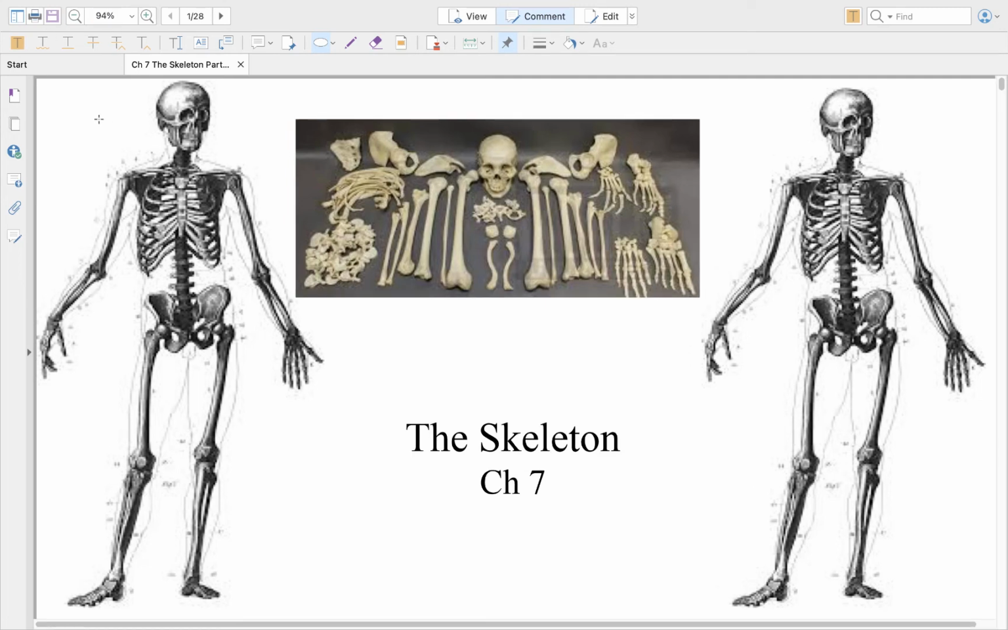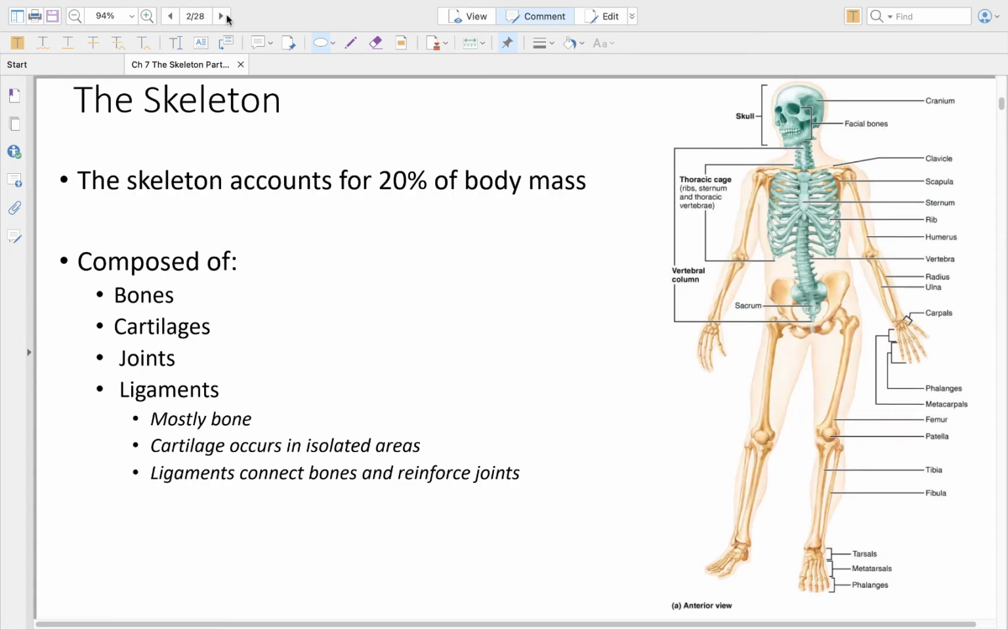Welcome to Chapter 7, the skeleton. The skeleton accounts for 20% of our body mass, which is our weight. And it's made up of our bones, of course, but not just bones. There's cartilage, joints, and your ligaments. All right. Now, we know that ligaments connect bones to bones, and they help reinforce your joints.